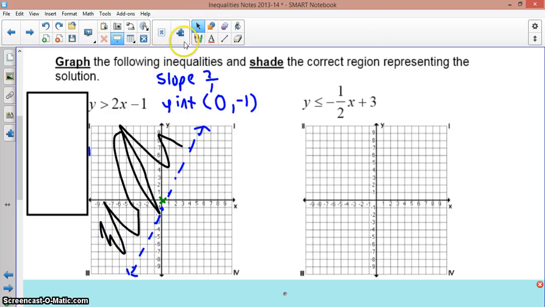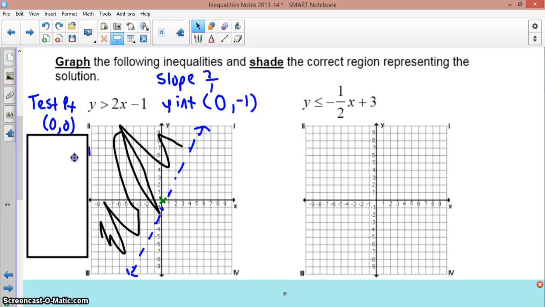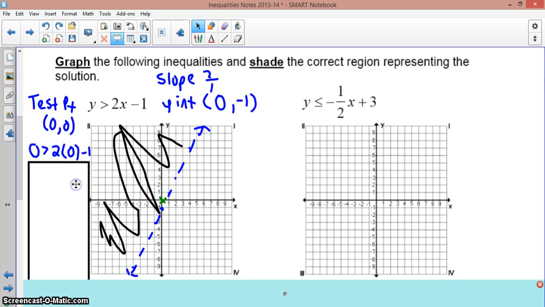Now if you don't like that way, you can use the test point way, where you pick a point not on the line. (0, 0) is usually a nice easy one, as long as it's not on the line, which this one's not. So I'm testing (0, 0), put 0 in for x, 0 for y. I get 0 is greater than negative 1, which is a true statement, meaning (0, 0) has to be included in the shaded region. And lo and behold, (0, 0) would be on this side of the line, so that whole side needs to be shaded. Go ahead and try the second example on your own. Compare them with your group members, and then move on to the next part of the notes.